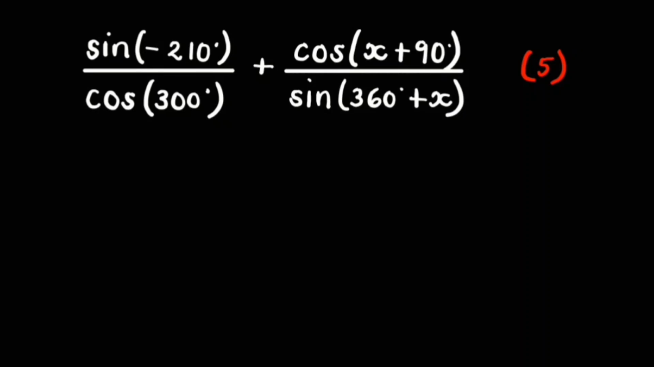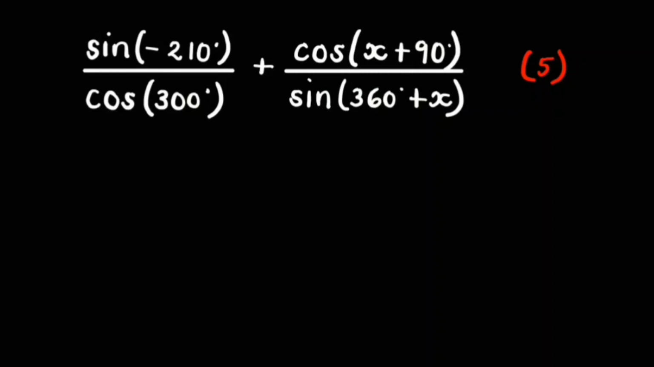Now, how do we approach a question like this? If we look at the question as a whole, it's quite intimidating, but we need to answer the question by working through each part separately. Meaning that in the first fraction, we're going to start off by working with sine of negative 210 degrees. We'll then go on to cos 300 degrees, and then the numerator of the next fraction, and then its denominator.